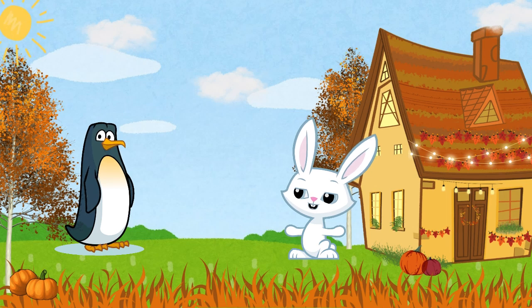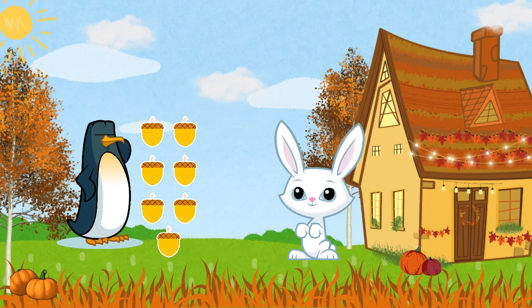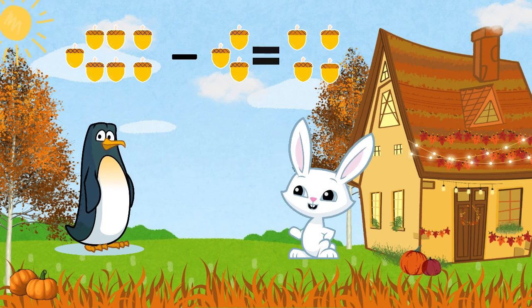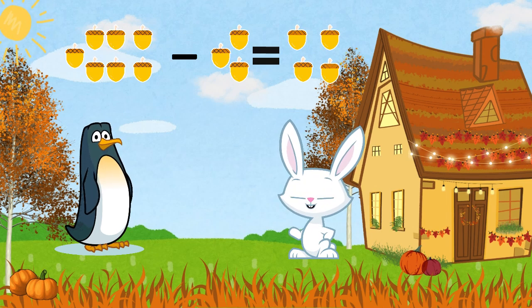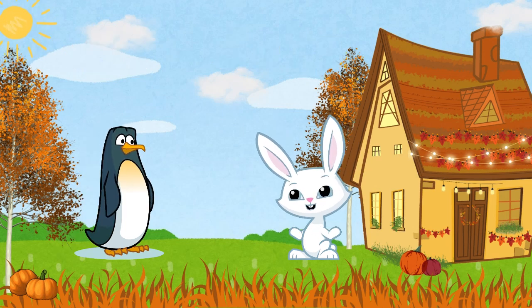Okay, how about 7 acorns? 1, 2, 3, 4, 5, 6, 7. If you give away 3 acorns, how many do you have left? 4 acorns left. Yes! 7 minus 3 equals 4.